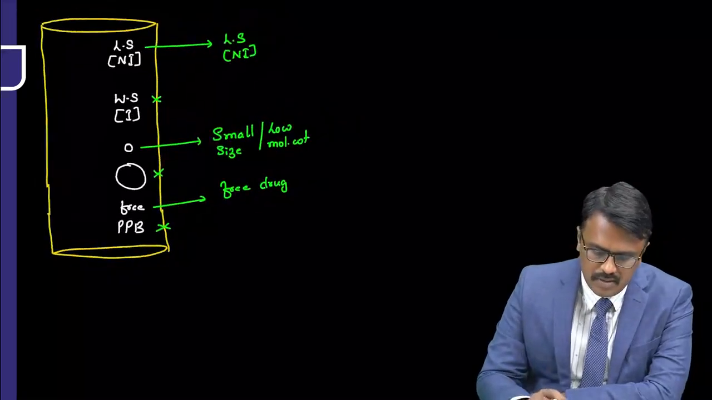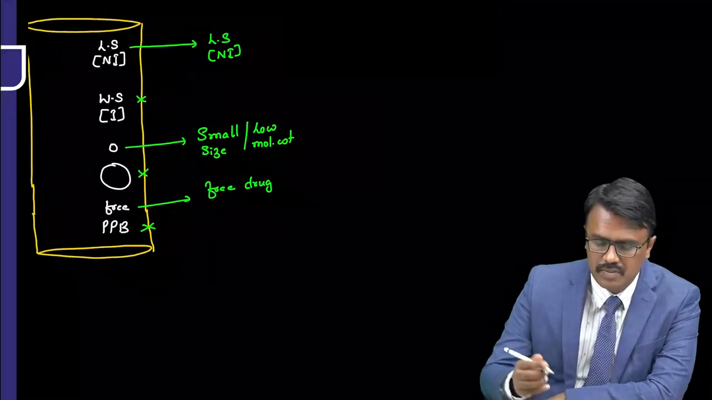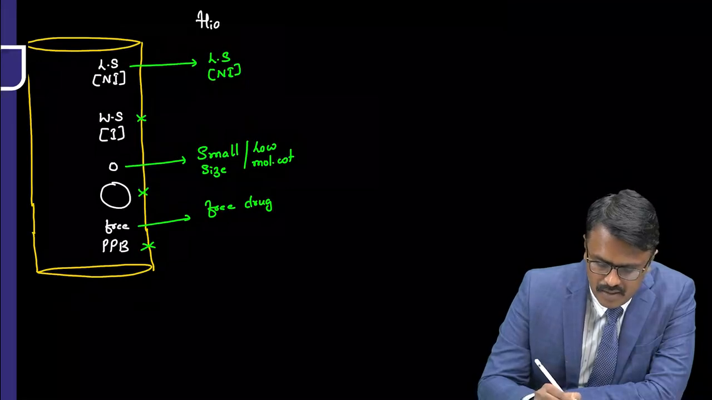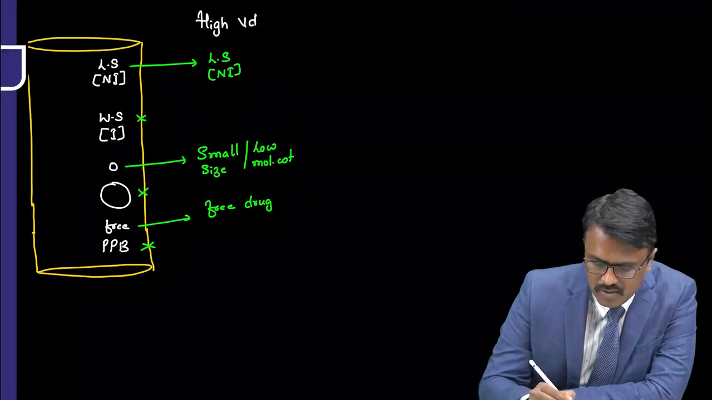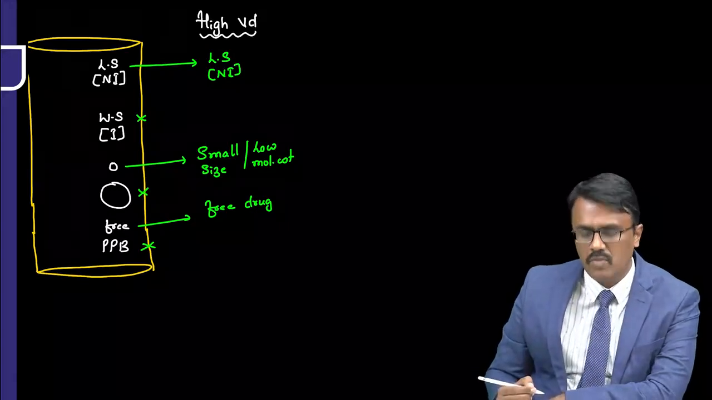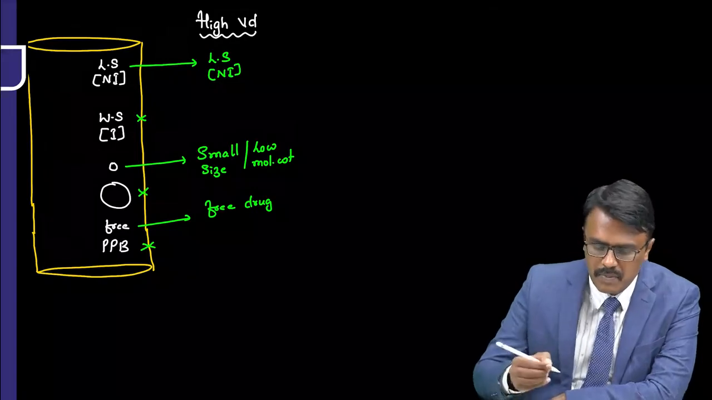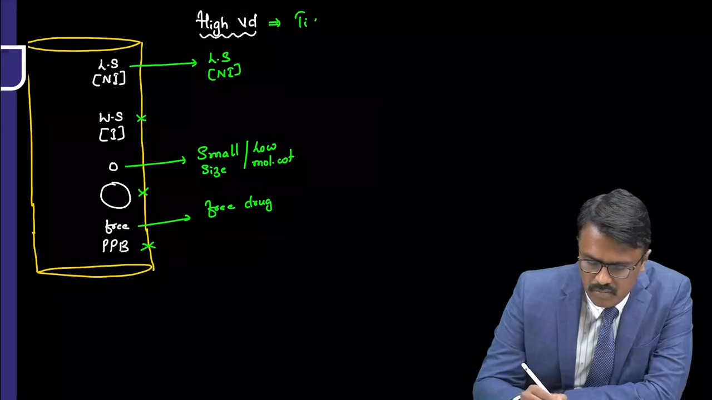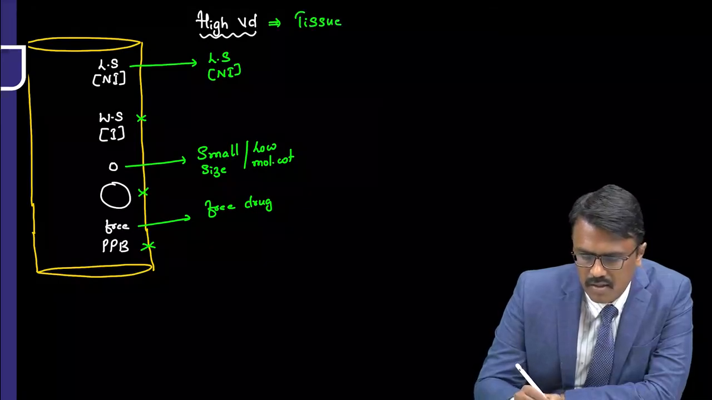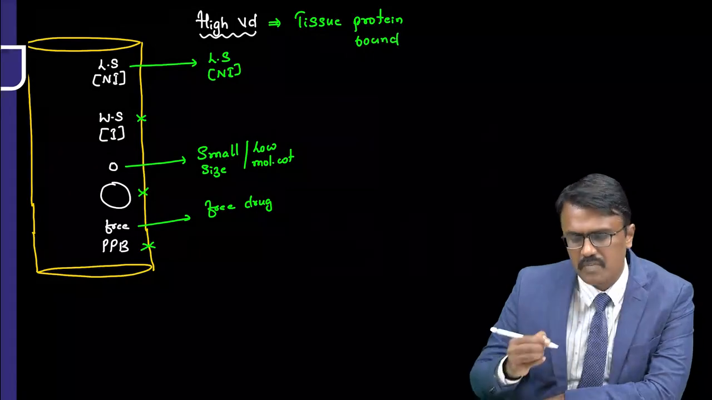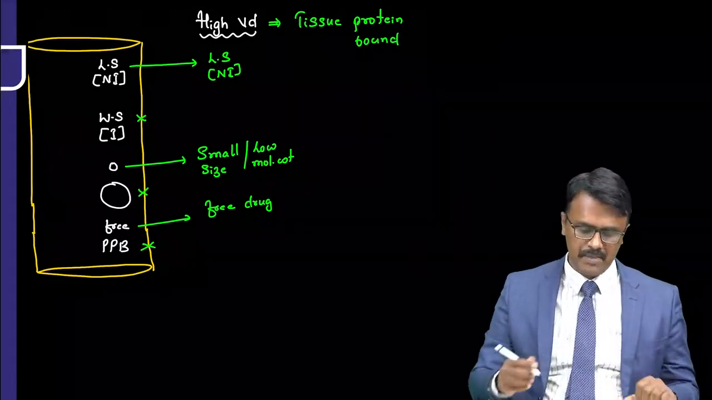So the properties of the drug which make the drug go out are called high VD, high volume of distribution. What properties make it high VD? Lipid soluble, small size, free drug, and one more property which makes it high VD: if they bind more to tissue protein, not plasma protein. Tissue proteins are present outside the blood vessel. That means they have high VD.